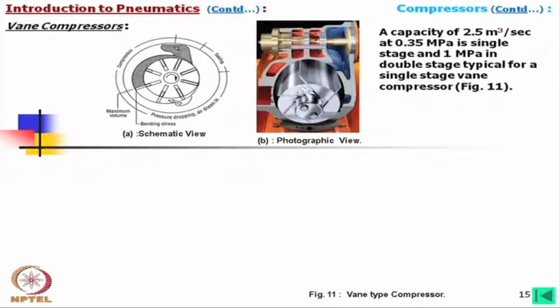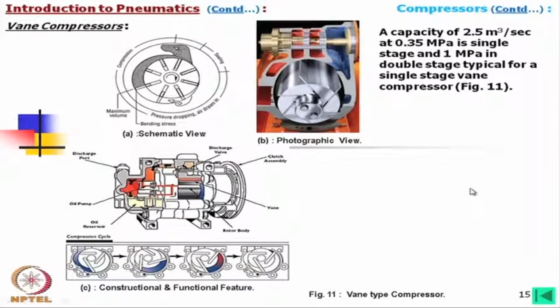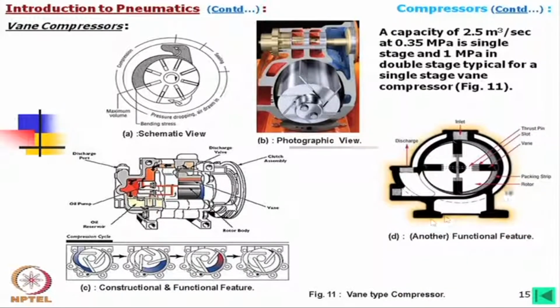Looking into this vane orientation, you can find that this is the direction of rotation. That means, from this side it will rotate in the anti-clockwise direction. You can see how much this inclination is there, and this is the constructional feature of the vane type compressor. And also, if you look into this, in this case of course, the vanes are straight.